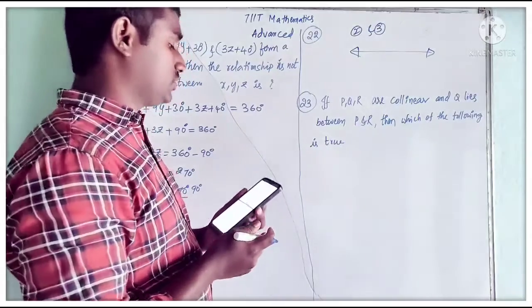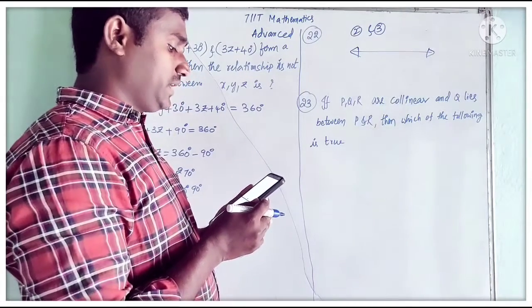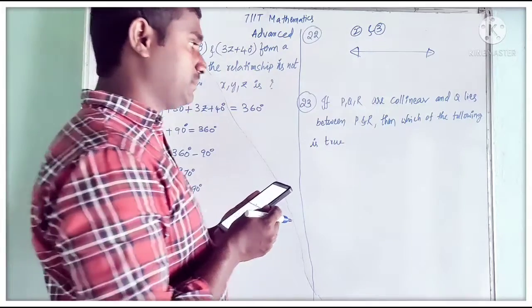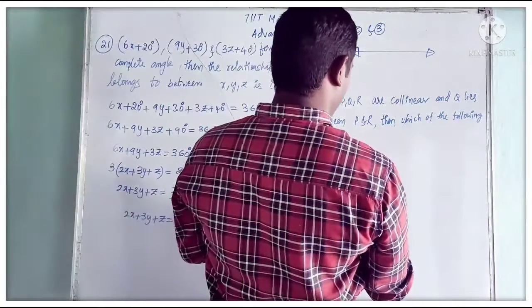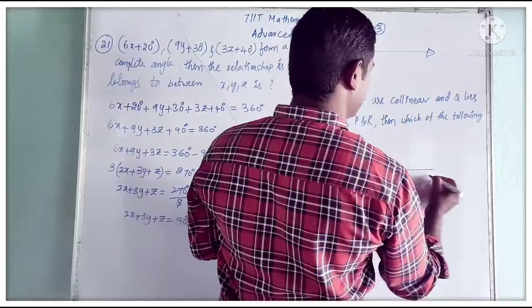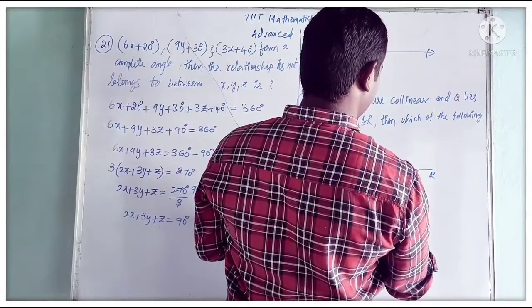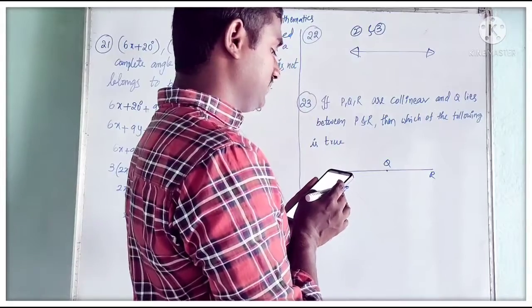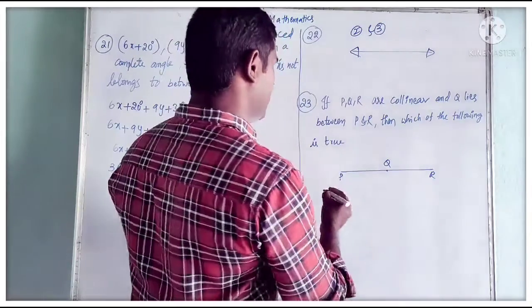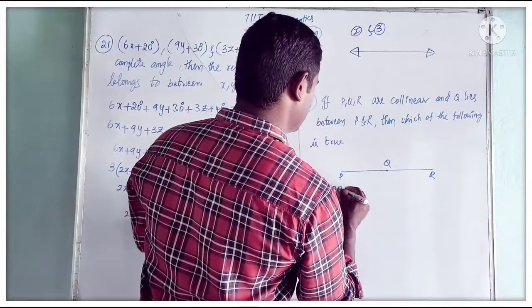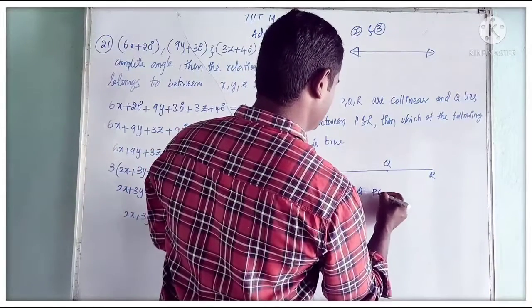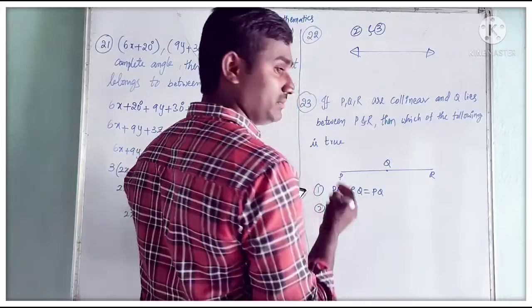Okay. Next, question number 23. If P, Q, R are collinear points and Q lies between P and R, so this is P, you can consider R, and Q lies between them. Then which of the following is true? First option, PR plus RQ equal to PQ.